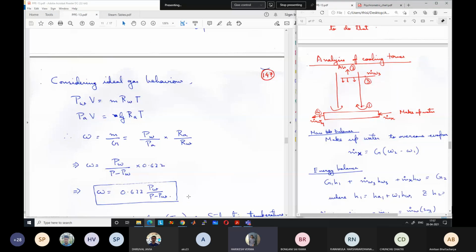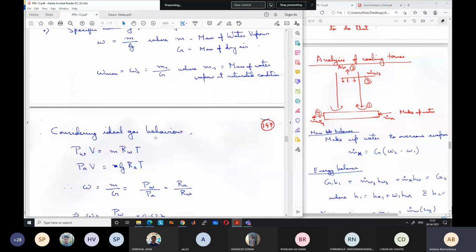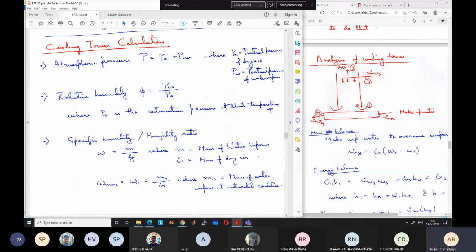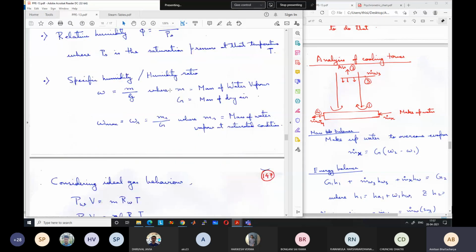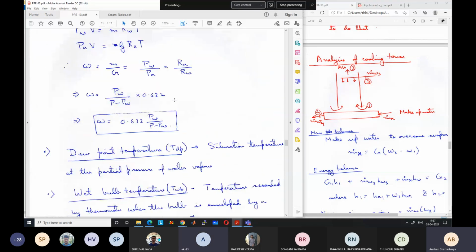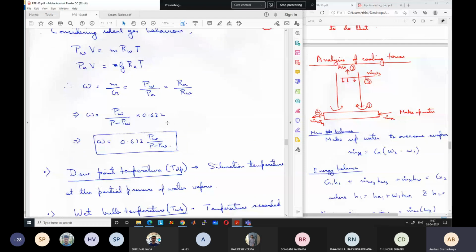So from 30 degree we'll find P saturated. At 30 degree, P saturated is 4.24. Then that into relative humidity, 4.24 into 0.4, right? Because we can use this expression: phi into P saturated is equal to PW. So 4.24 into 0.4, whatever is the value, it will be 1.6 or 1.7, something like that. 1.67. Yes. So that will be PW.